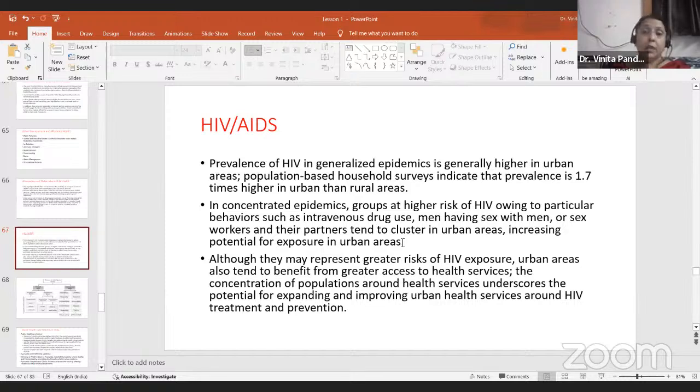Although they may represent greater risks of HIV exposure, urban areas also tend to benefit from greater access to healthcare services. So it is both ways. If there is a challenge, there is also a remedy associated with it. And the concentration of populations around health services underscores the potential for expanding and improving urban health services around HIV treatment and prevention. Now imagine again in urban areas, if a woman is educated, middle class, upper middle class, her position is relatively better compared to women who live in slum areas, because she might not be formally literate, not much educated, her awareness levels might not be very high.